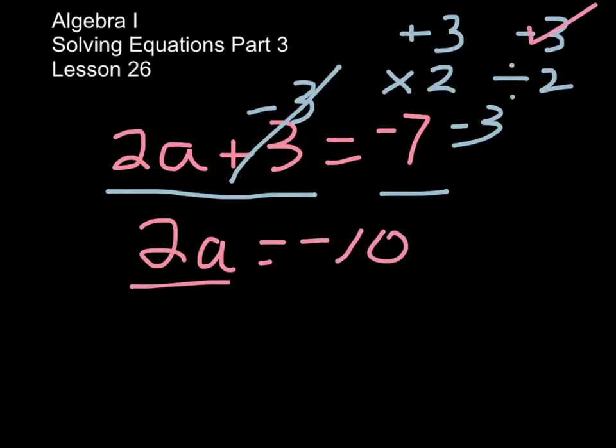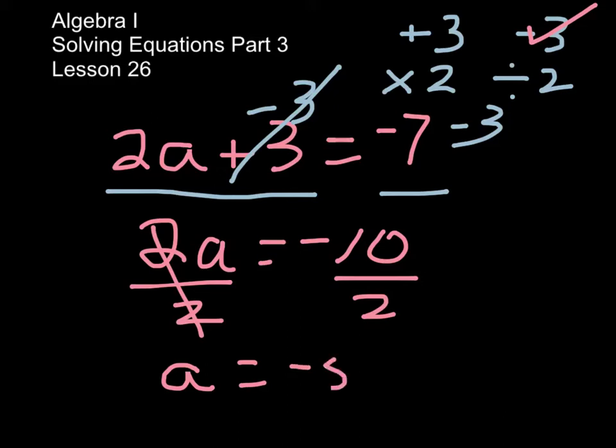Now we're going to divide both sides by 2. And if you multiply by 2 and divide by 2, they cancel out. That's what we want to have happen. And just a is left. So we've isolated a. Remember, that's the bottom line goal for all of this as far as solving equations. Now, negative 10 divided by 2 is negative 5. And our solution then is a equals negative 5.